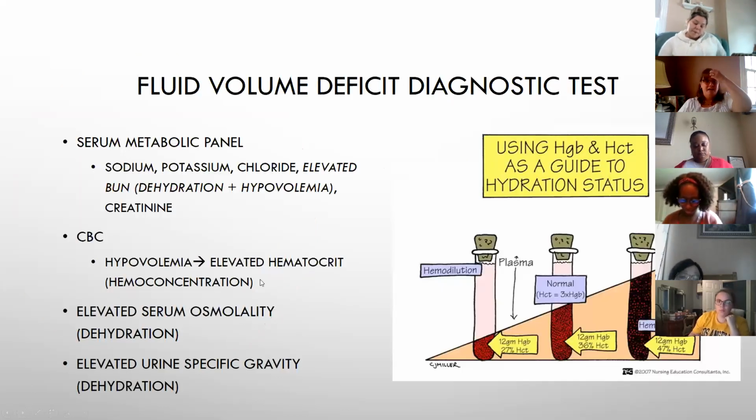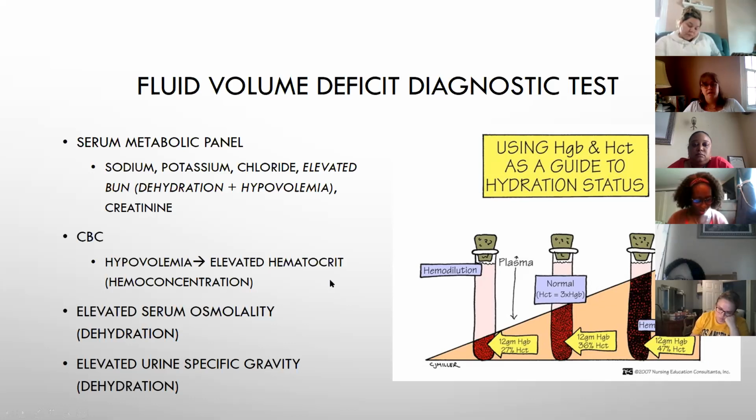So again, here is our diagnostic testing. We know that the serum metabolic panel is very important. An elevated BUN and creatinine could mean dehydration and hypovolemia. On the CBC, we usually will see an elevated hematocrit. Again, that's because the blood is more concentrated. It doesn't have enough volume, so you have a little bit higher hematocrit. Your elevated serum osmolarity and specific gravity also would mean dehydration. So is it important for you to know this? Yes. Okay. Any questions?